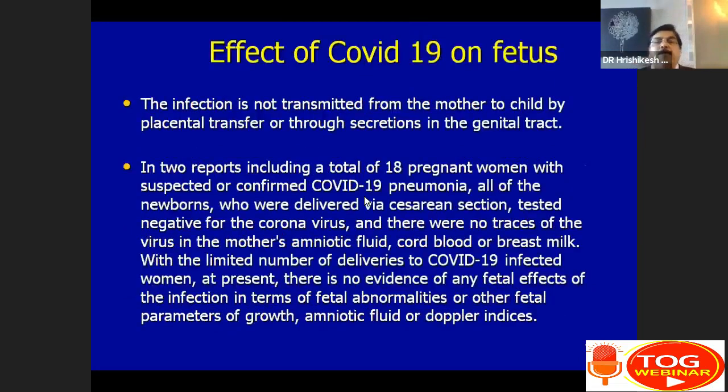So what are the effects of COVID on fetus? The infection is not transmitted from the mother to child. There have been 2 reports of a total of 18 pregnant women, and they have shown that there has been no traces of virus in the mother's amniotic fluid, cord blood, breast milk. Neither has there been any in the vaginal secretions. With the limited number of deliveries of COVID-19 infected women at present, there is no evidence of any fetal effects of infection in terms of fetal abnormalities or fetal parameters of growth, amniotic fluid or Doppler indices.